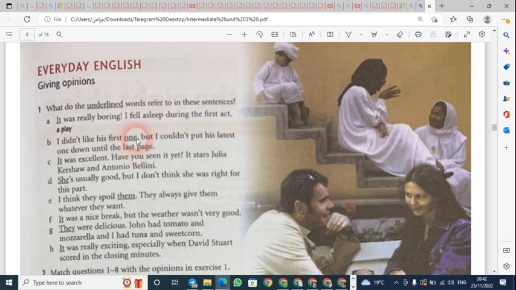We want to know what "one" refers to. But I couldn't put his latest one down until the last page.